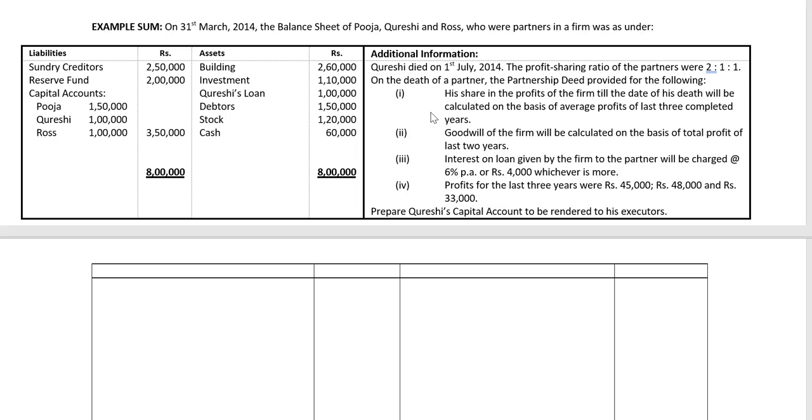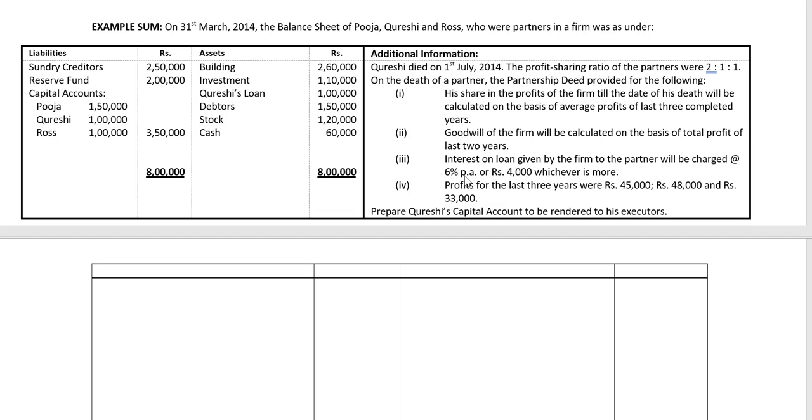On the death of a partner, the partnership deed provided for the following. First point, his share in the profits of the firm till the date of his death will be calculated on the basis of average profits of the last 3 completed years. Second point, goodwill of the firm will be calculated on the basis of total profit of the last 2 years.